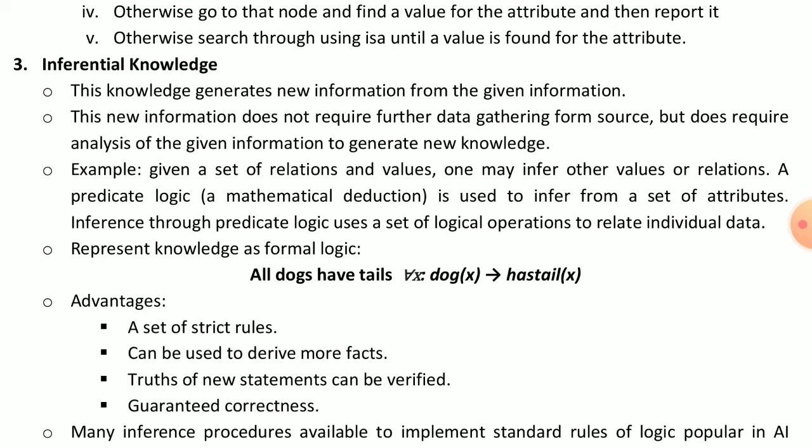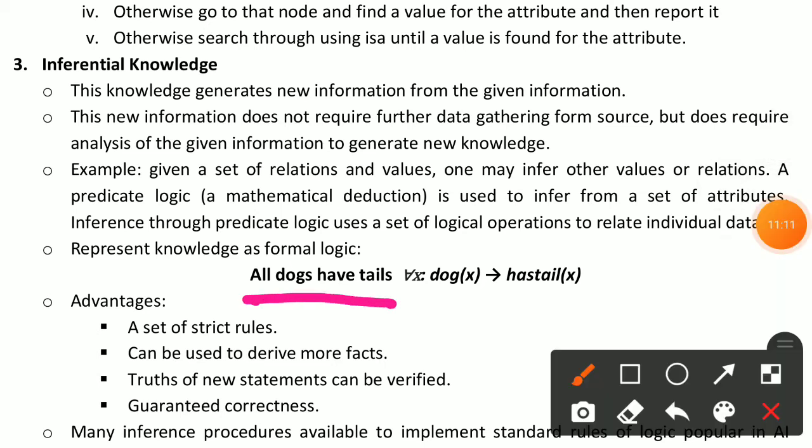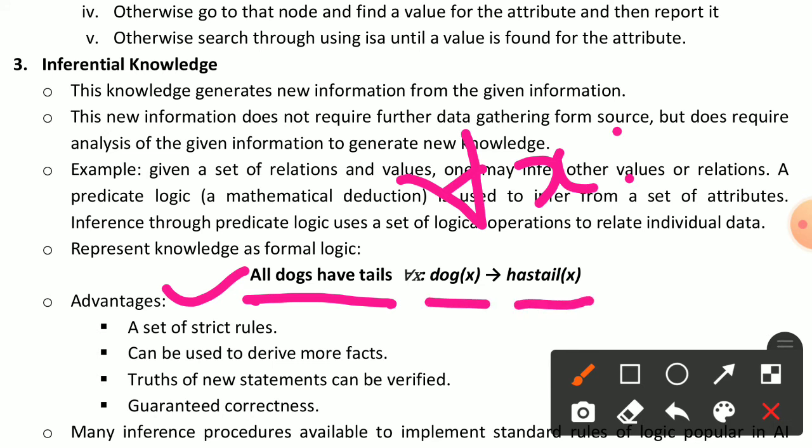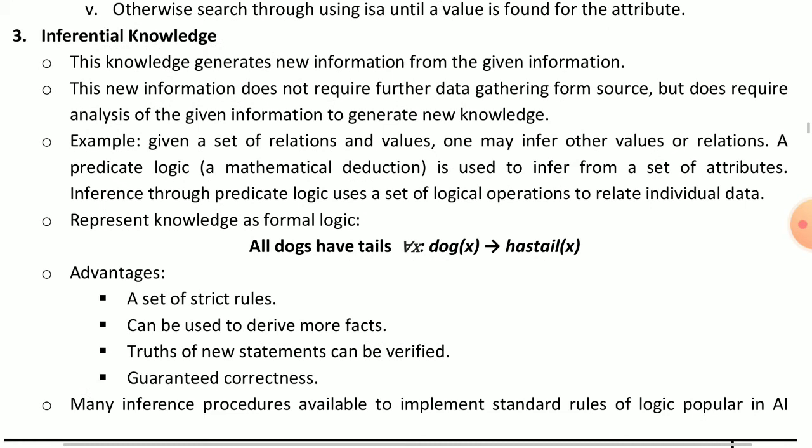Like representing knowledge as formal logic, we can say that all dogs have tails. This is the sentence, and how can we represent the sentence? For all x, where dog(x) implies has-tail(x). We all know that all dogs have tails, and the advantages are a set of strict rules.